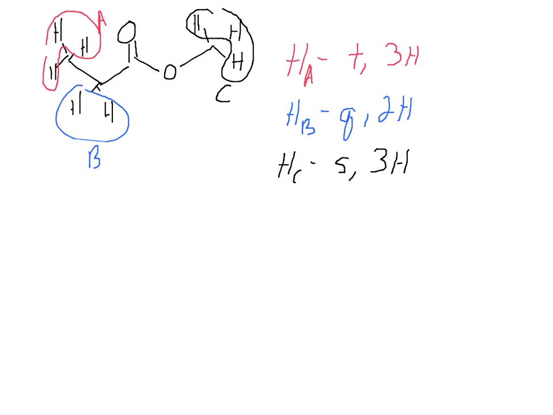Downfield. C would be downfield, but give me a range. Around 4 ppm. Good. Give me another one. What about HB? It's probably the next most de-shielded. Where do you think HB is going to be? 2? Sure. Around 2 ppm. What about HA? Where's that going to be? A little over 1 maybe. Perfect. That's what we're looking for.